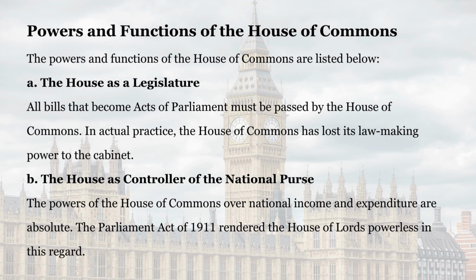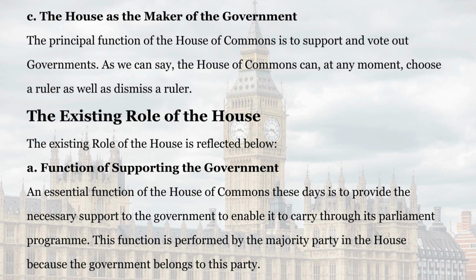B. The House as controller of the national purse. The powers of the House of Commons over national income and expenditure are absolute. The Parliament Act of 1911 rendered the House of Lords powerless in this regard. C. The House as the maker of the government. The principal function of the House of Commons is to support and vote out governments. As we can say, the House of Commons can, at any moment, choose a ruler as well as dismiss a ruler.